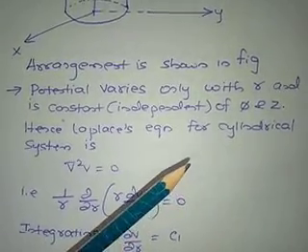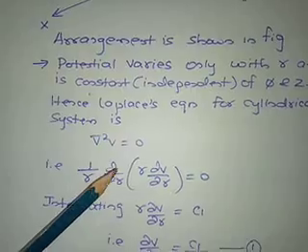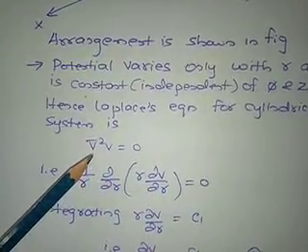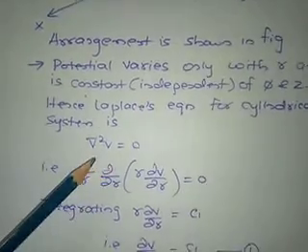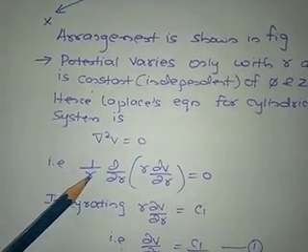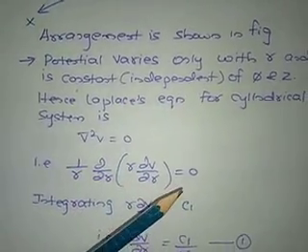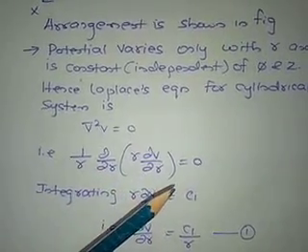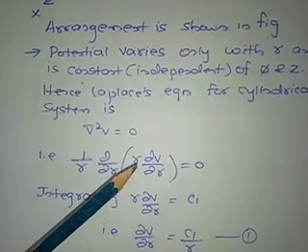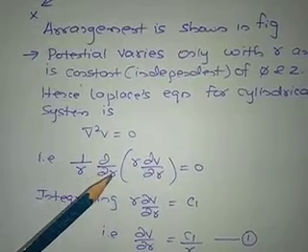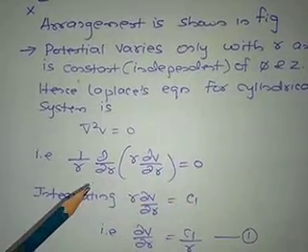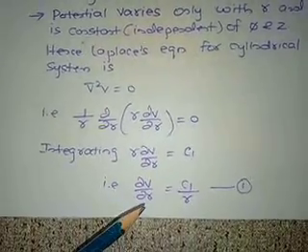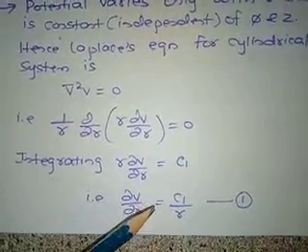In cylindrical system we have the coordinates R, phi and z. So as it varies only with respect to R, del square V is 1 by R dou by dou R of R dou V by dou R is equal to 0. If we integrate this, we get R dou V by dou R is equal to C1. That is, dou V by dou R is equal to C1 by R.